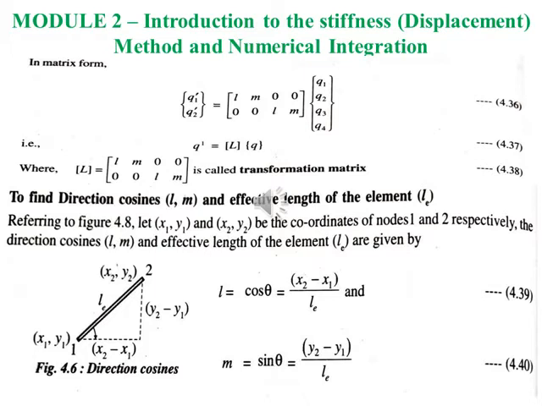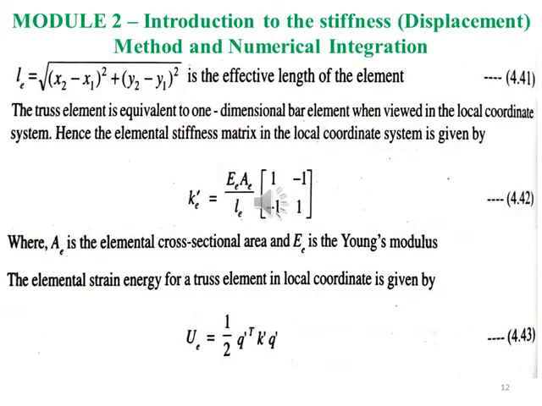Considering this to be figure 4.6, using the Pythagoras theorem, I can write the value of Le in terms of x2, x1, y2, y1. So the value of Le we shall see in the next slide. Here you can see the value of Le is obtained from the Pythagoras theorem, which is nothing but the effective length of the element written in terms of x2, x1, y2, y1.